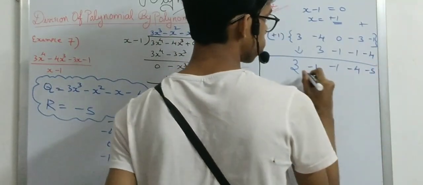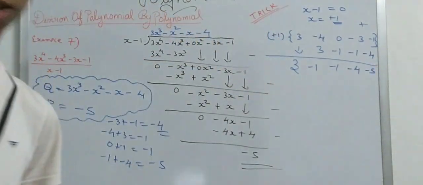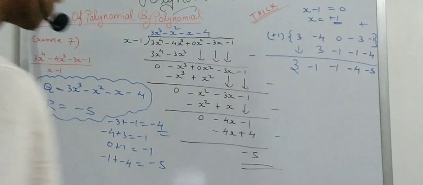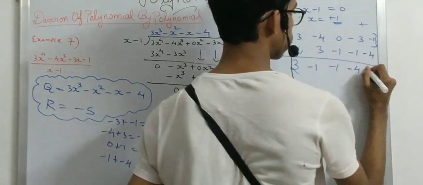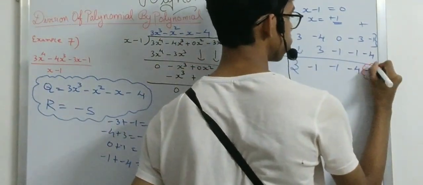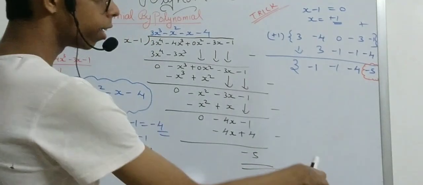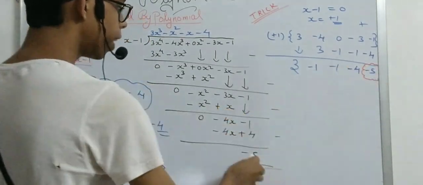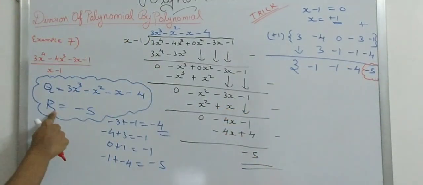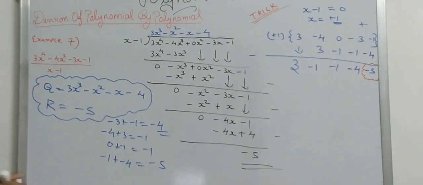Okay, so we have got what we needed. So if you see over here, I have told you whatever is the last term that you are getting will be the remainder. Here the last term is what? Minus 5. Isn't it? We had also got our remainder is equal to minus 5.